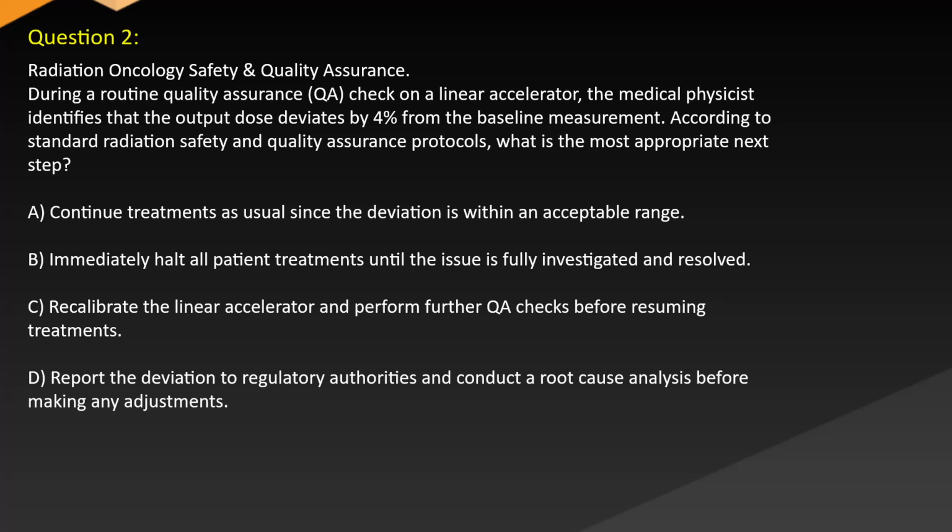Question 2. Radiation oncology safety and quality assurance. During a routine quality assurance check on a linear accelerator, the medical physicist identifies that the output dose deviates by 4% from the baseline measurement. According to standard radiation safety and quality assurance protocols, what is the most appropriate next step? A. Continue treatment as usual since the deviation is within an acceptable range. B. Immediately halt all patient treatments until the issue is fully investigated and resolved. C. Recalibrate the linear accelerator and perform further output checks before resuming treatments. D. Report the deviation to regulatory authorities and conduct a root cause analysis before making any adjustments.